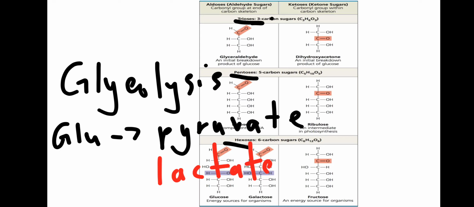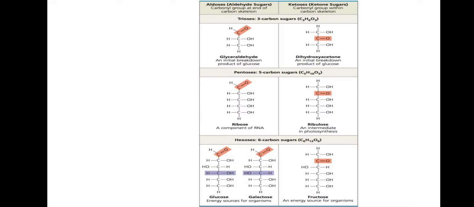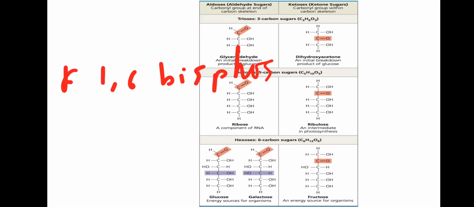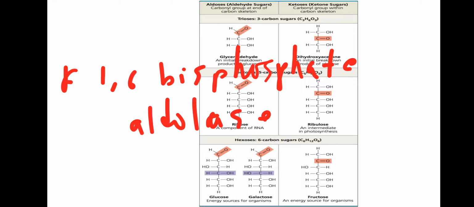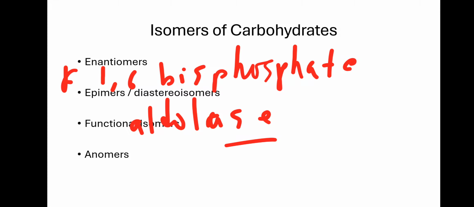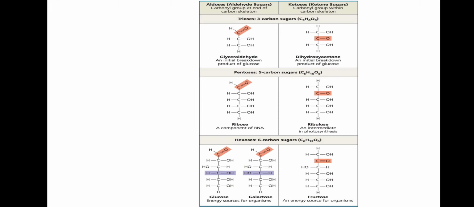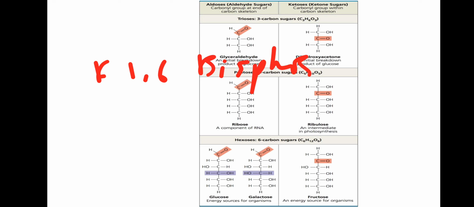Among the intermediates of this process that we're calling glycolysis, there is a molecule called fructose 1,6-bisphosphate. This fructose 1,6-bisphosphate is split by an enzyme called aldolase. So we're saying fructose 1,6-bisphosphate is being broken down by the enzyme aldolase, and then it gives you two things.